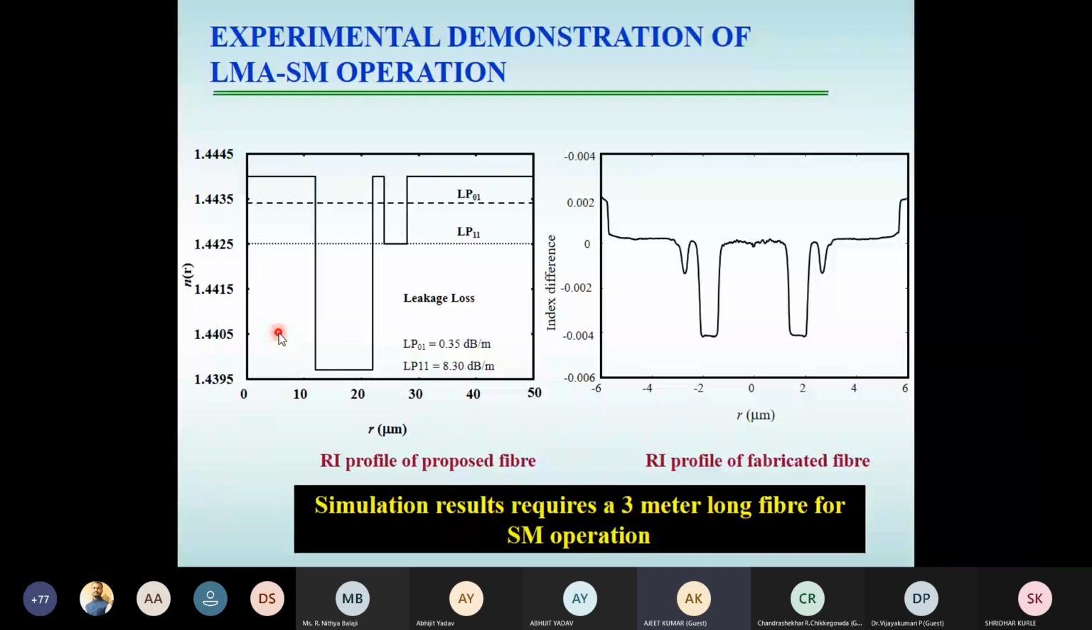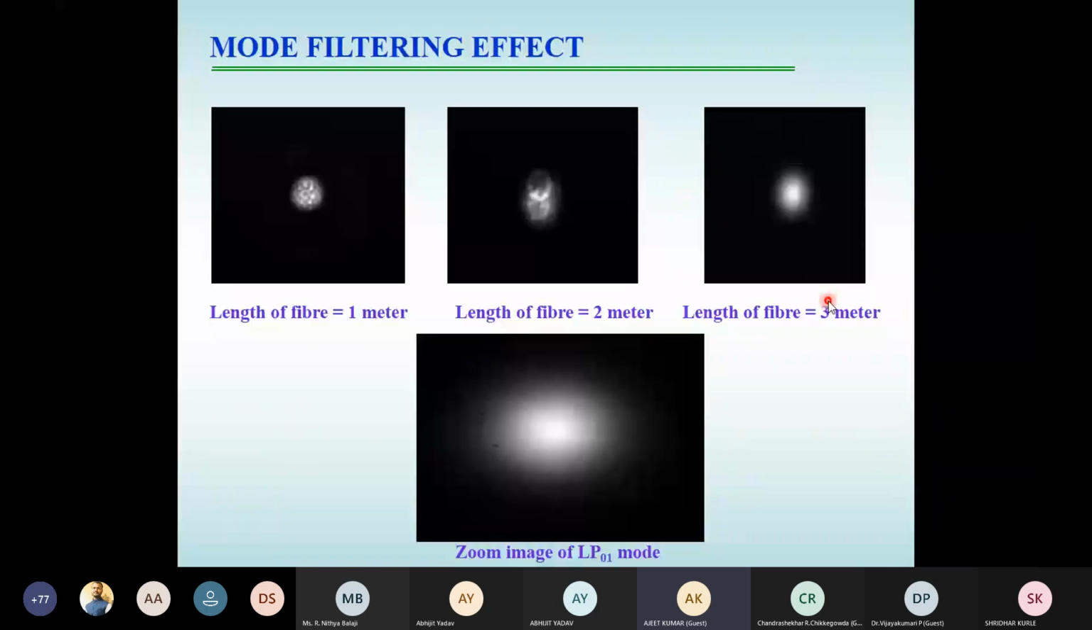The fiber was fabricated by one of our collaborators at the University of Nice, France. This is the refractive index profile of the fabricated design, and this was the design which was given. So when we had done the analysis, they fabricated this particular design fiber.